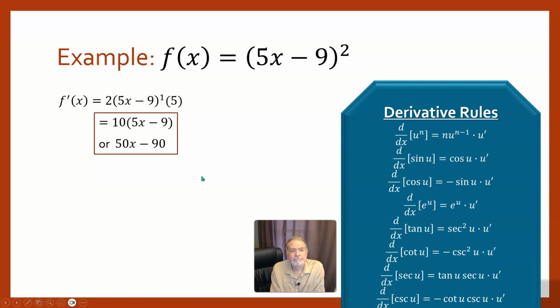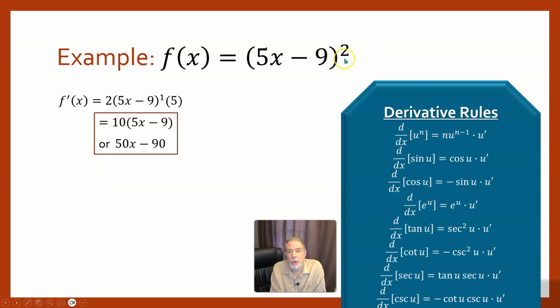Oh, and that's not the only way we could have done this. We could have multiplied this out first. Take 5x minus 9 squared, multiply it out, and then find the derivative. Or we could have thought, hey, 5x minus 9 squared, that means 5x minus 9 times another 5x minus 9. We could use the product rule on it. So there's more than one way we could have approached this.